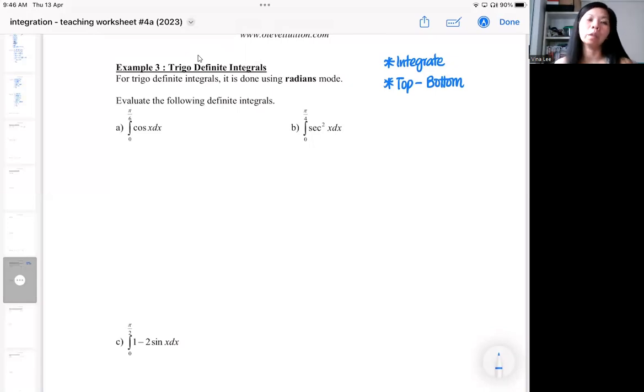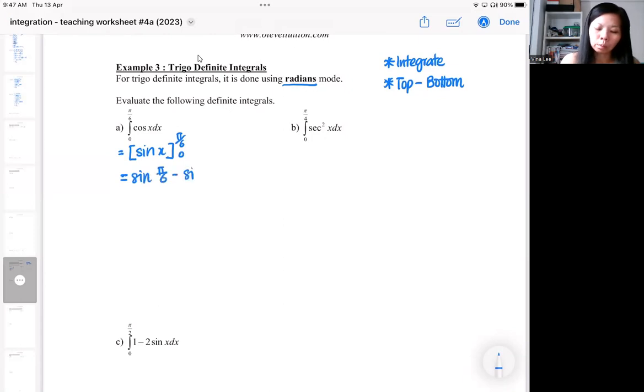However, if you are doing trigo, you will need to assess it in radian mode. The question will not tell you, so it's an automatic thing that you need to do in radian mode. For example, here, integrate cosine x from 0 to pi over 6. If you integrate cosine, that will be sine. So you integrate first, and then you do a top minus bottom.